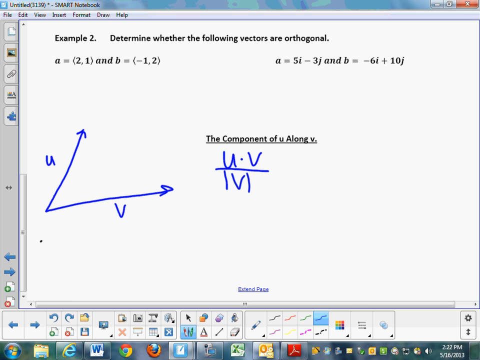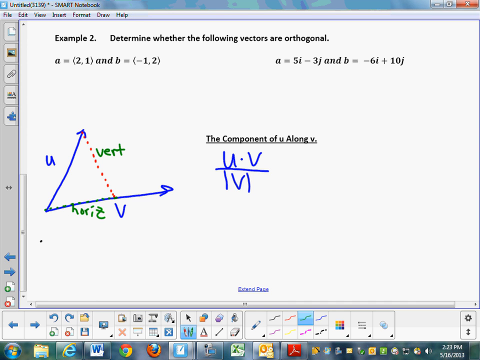Okay, so this vector right here, I have vector u and I have vector v, right? Well, this vector u has a component. It has two components. I will say that it has this component, we'll call it the vertical component, and it has this component, we'll call it the horizontal component.